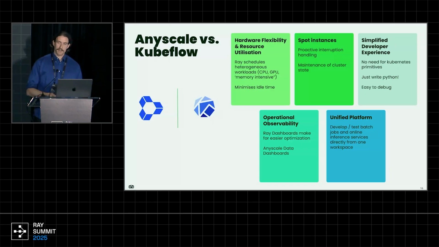The simplified developer experience can't really be understated compared to Kubeflow. So there's no need for our end users to understand or even remotely deal with Kubernetes primitives. You can just write Python, which makes this much easier to go from research to production and easier to debug. The operational observability is really good as well. So Ray dashboards make for easier optimization, and you've got the proprietary Anyscale data dashboards as well in there. And it's really a unified platform. So allowing a developer to develop, test batch jobs and online inference and services directly from one cluster, from one workspace, and then run that in production is a really useful feature.